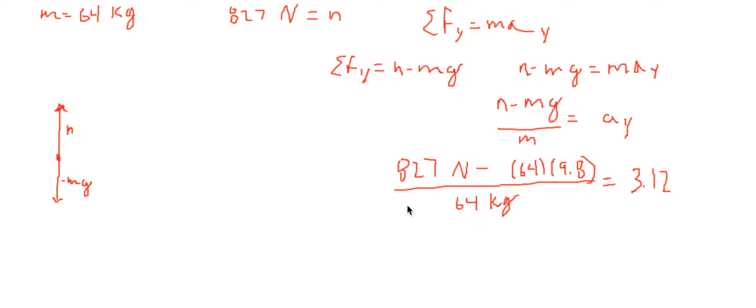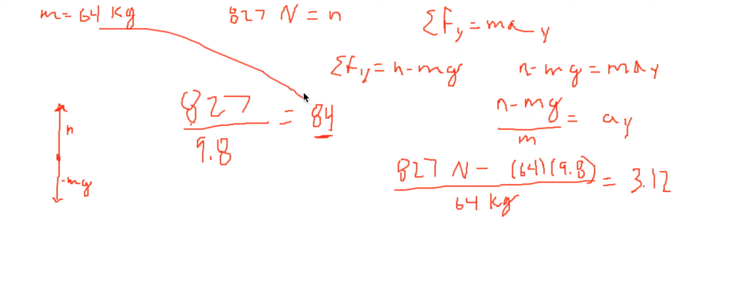So essentially, this problem is telling us that if the elevator is going up, the man is going to feel like he's weighing more than he actually does. And we can see that by taking 827 and dividing it by gravity, which is 9.8, and that equals 84, roughly. So what this means is that when the elevator is rising, he actually feels about 20 kilograms heavier because there's a new force acting on him, bringing him up.